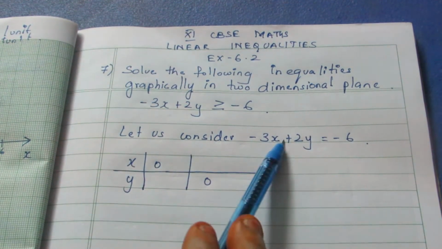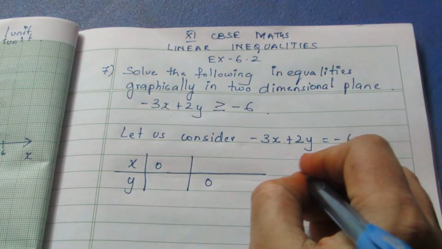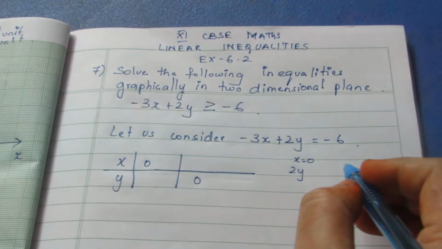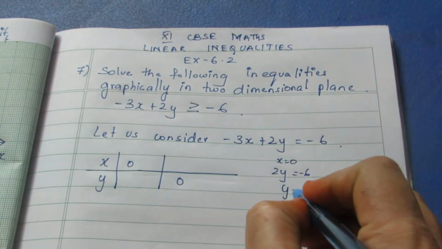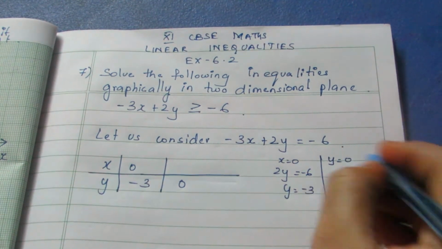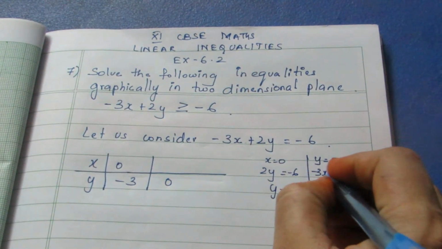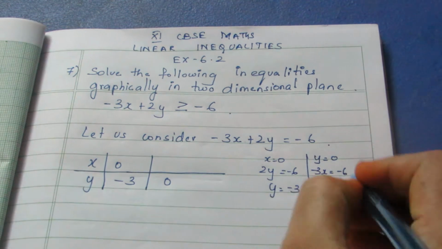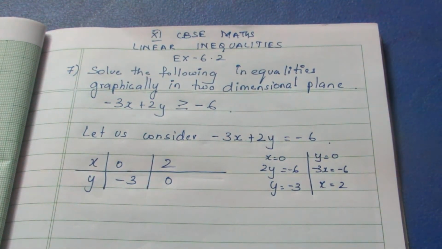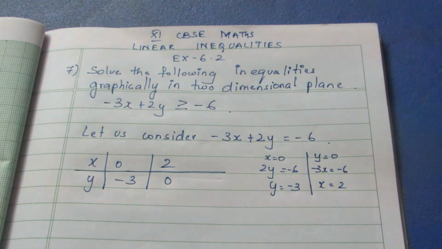So taking x to be 0, if x is equal to 0, we get 2y equal to minus 6, then y is equal to minus 3. Taking y to be 0, minus 3x is equal to minus 6, then x is equal to 2. So 2 points is more than enough. Always try to do it with x to be 0 and y to be 0. It is easy for you to finish the sum.